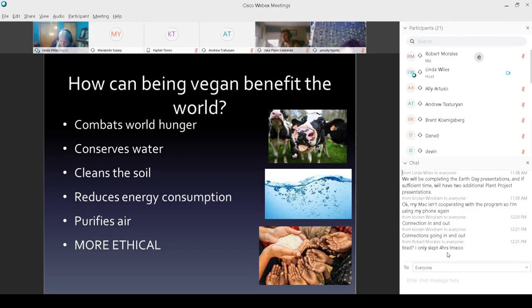I wrote ethical all in caps because that's more of a personal feeling towards it. I feel like it's a more ethical way to live, but I'm also not vegan right now. So I'm not really supporting it, but I still believe that it's a way to better the earth and better the lives of animals.